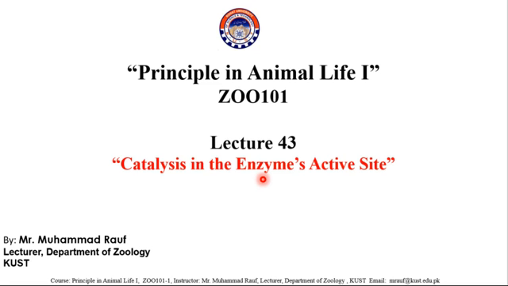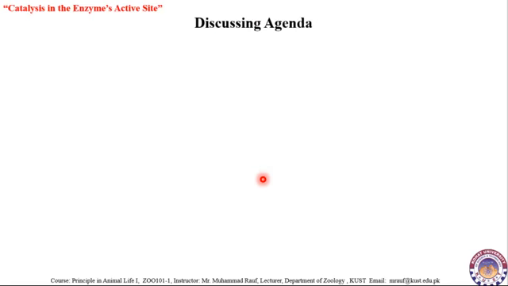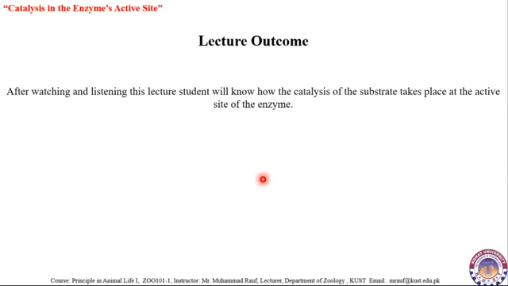The topic is catalysis in the enzyme's active site. The discussing agenda for the topic will be catalysis in the enzyme's active site. So this will be the focus of our discussion in this lecture. Lecture outcome: after watching and listening to this lecture, students will know how the catalysis of the substrate takes place at the active site of the enzyme.